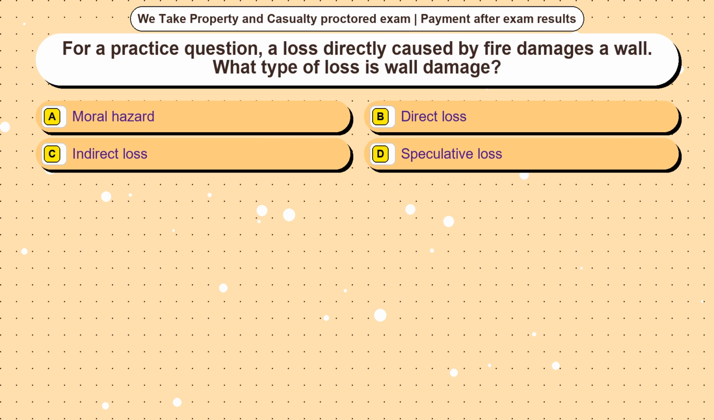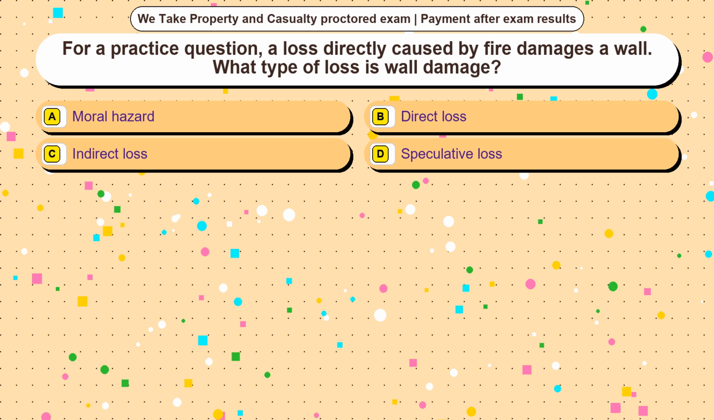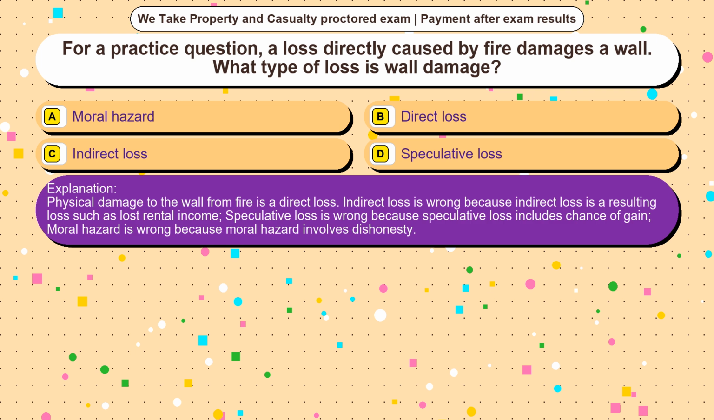Question 23. For a practice question, a loss directly caused by fire damages a wall. What type of loss is wall damage? Option A, moral hazard. Option B, direct loss. Option C, indirect loss. Option D, speculative loss. The correct answer is option B. Physical damage to the wall from fire is a direct loss.